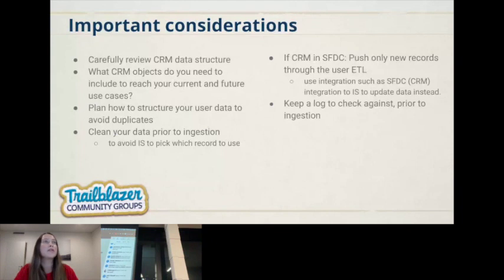And then the next point. If your CRM sits within SFDC, and this is a great recommendation, by the way, guys, so if you want, you can take notes, is to push only new records through the user ETL. Because if you have the integration from SFDC, aka Service Cloud or Sales Cloud, into Interaction Studio, it's super simple to set up, and it means that you can update your user records directly through that integration instead of having to push them through the user ETL in Marketing Cloud. And anyone that works within Marketing Cloud knows that there are runtime errors and so on that can happen in Automation Studio if there's a large amount of data coming through. And then I would also recommend to keep a log to check against prior to ingestion.